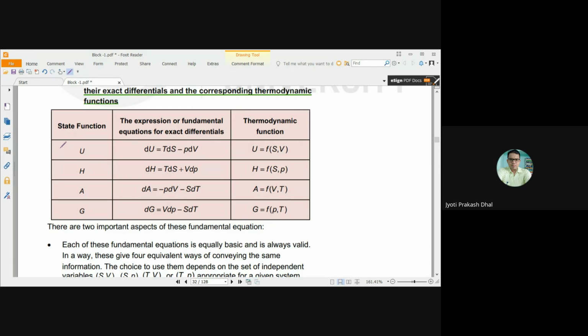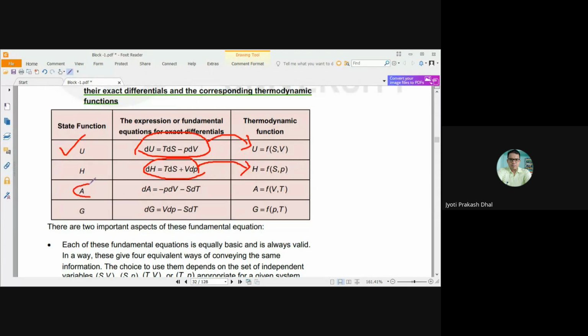If U is the state function, then the fundamental equation for the exact differential is dU equals TdS minus PdV. And here internal energy is a function of entropy and volume. And similarly, if enthalpy is the state function, we can write dH equals TdS plus VdP. And here we can write that enthalpy is a function of entropy and pressure.